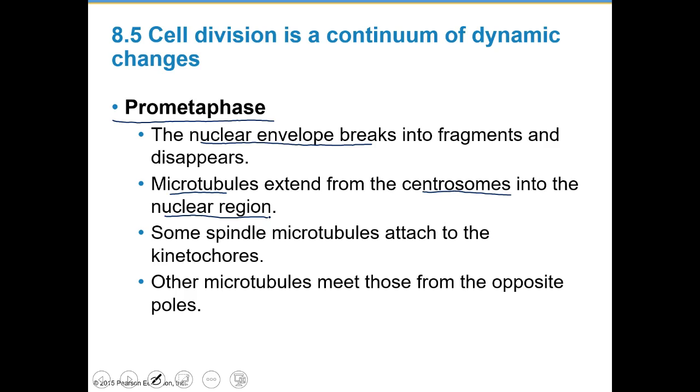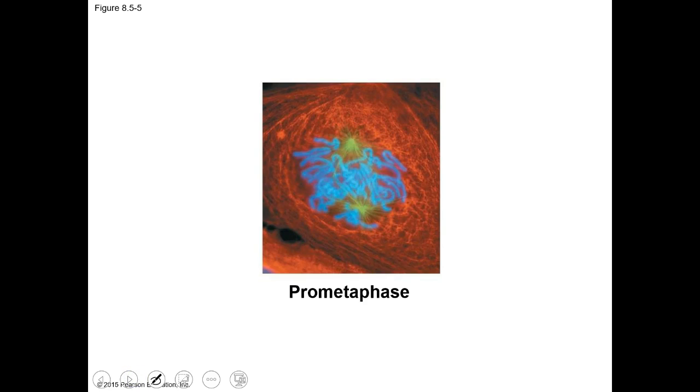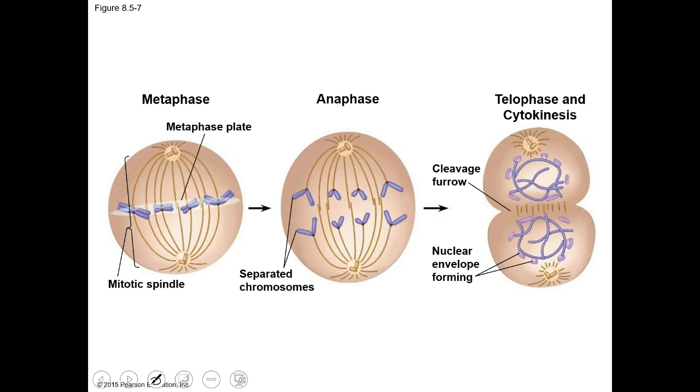Some spindle microtubules will attach to kinetochores. Never mind, hold on. Better doodle. So where these two sister chromatids are attached together, there's a little kinetochore where they will attach at the centrosome. Other microtubules will meet those from the opposite poles. So we've got a pole here, microtubules, a pole here. They're starting to shoot little microtubules out, and although we can't see it, they are attaching to the middle part of some of our chromosome squiggly lines. That's happening in prometaphase.